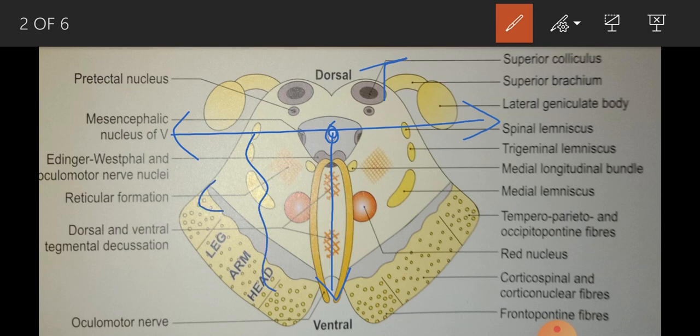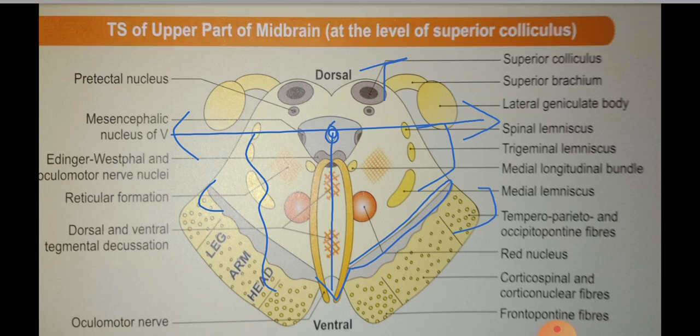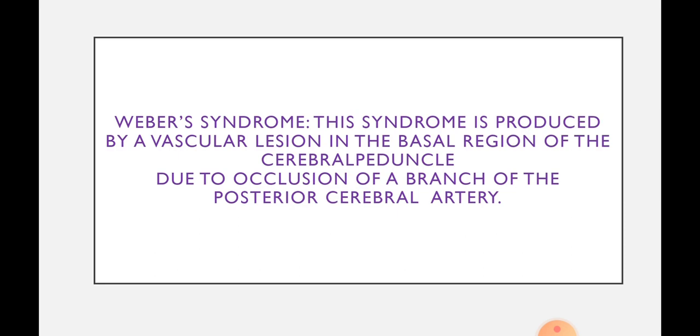The cerebral peduncle is again divided into three parts from dorsal to ventral: the tegmentum, then the substantia nigra, and the crus cerebri. The crus cerebri mainly contains the major descending tracts, that is the fibers coming from the cortex to the spinal cord. Then the structure of the tectum and tegmentum vary in different parts of the midbrain. So now going into the Weber syndrome.